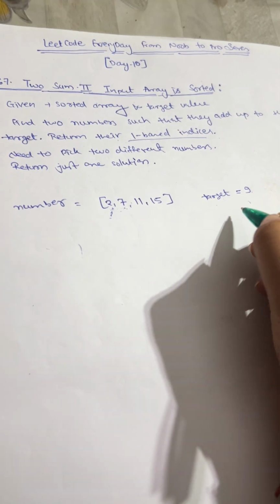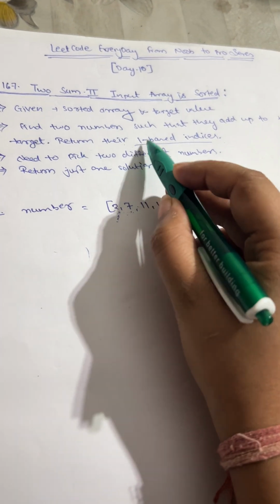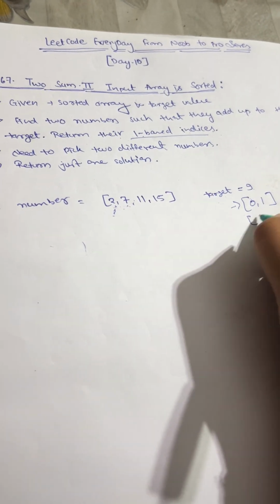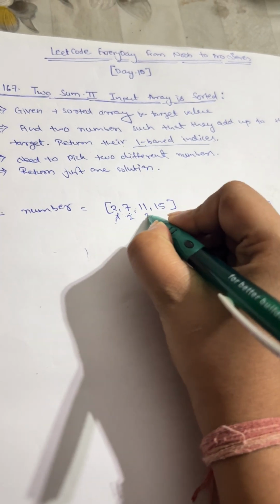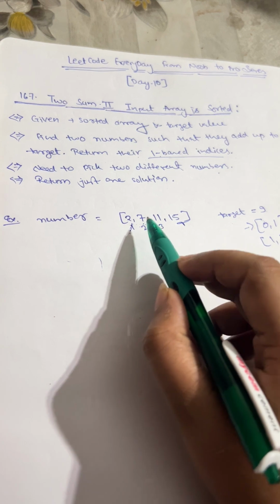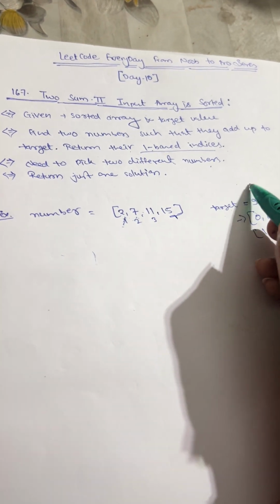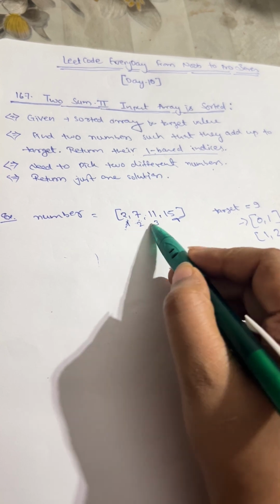And here, if we returned the zero-based indices, it would be 0 and 1, but here we need to return one-based indices, so this will return 1 and 2. It will start with 1, 2, 3 and 4. Okay, we need to pick two different numbers. Suppose the target value is 4, we can't pick 2 twice. So both the indices should be different.